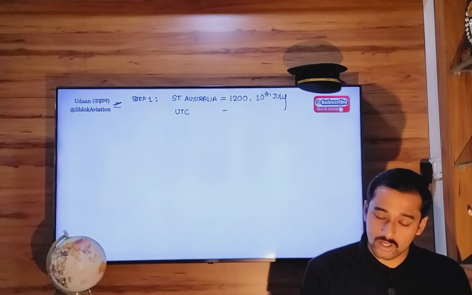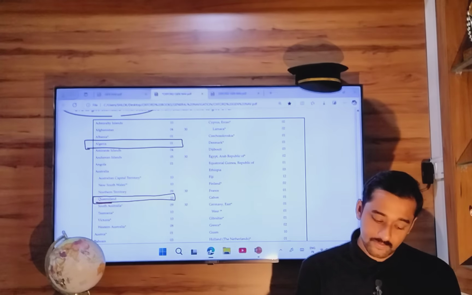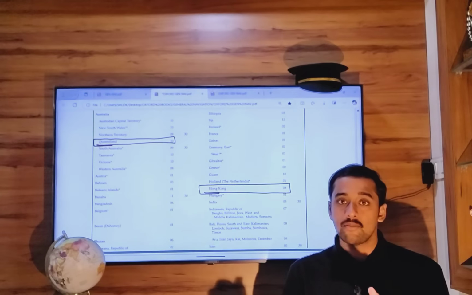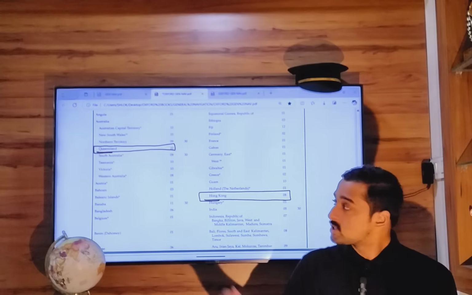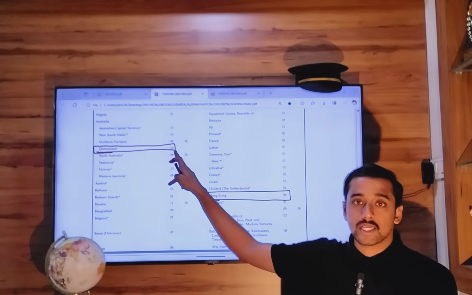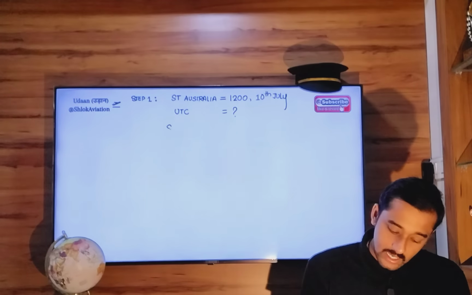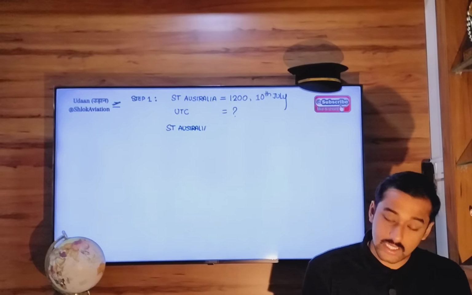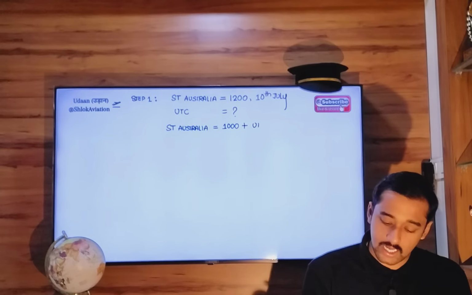UTC time will be how much? Now Australia is a place which is to the east of prime meridian, and therefore the time in Australia will be ahead in time compared to UTC time. So Queensland, Australia is 10 hours ahead of UTC. So standard time in Australia is equal to 10 hours plus UTC time.